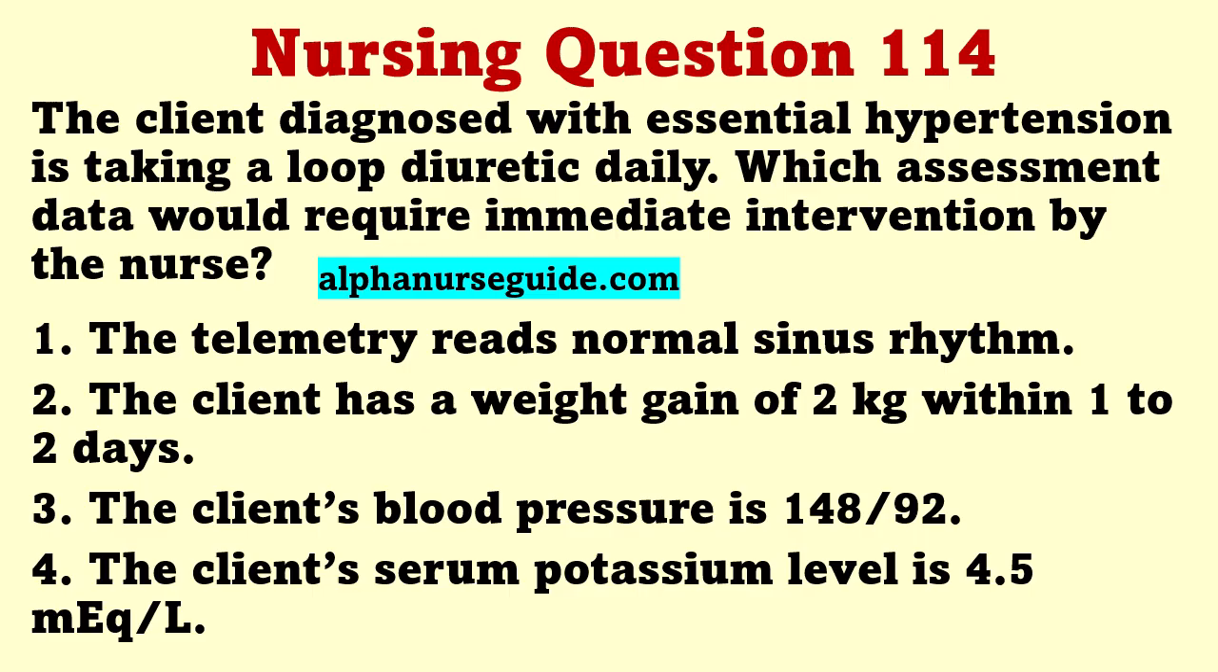Normal sinus rhythm indicates that the client's heart is working normally. The blood pressure in option 3 is not life-threateningly high and does not require immediate intervention. Loop diuretics cause an increase in potassium excretion in the urine. Therefore, the potassium level should be assessed, but 4.5 milliequivalents per liter is within normal limits. The phrase, requires immediate intervention, should make you think that the correct answer will be abnormal assessment data, data that require medical intervention, or are life-threatening.